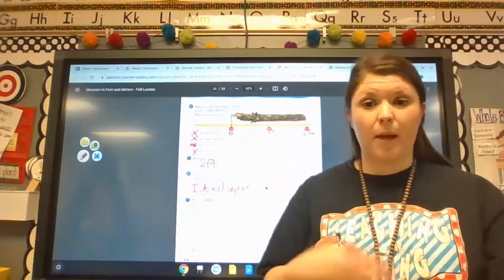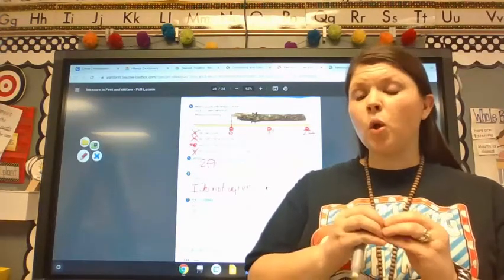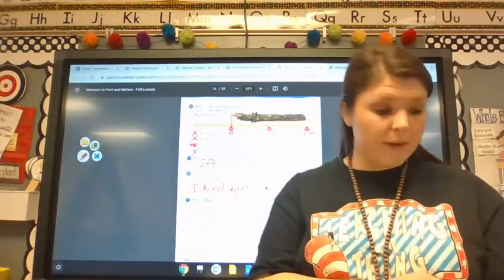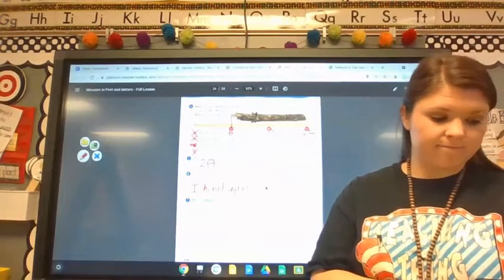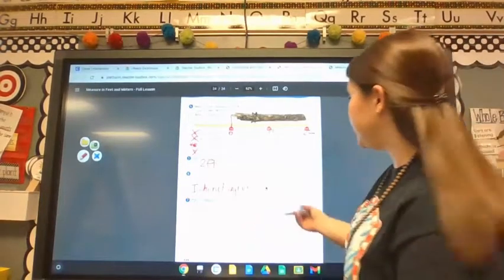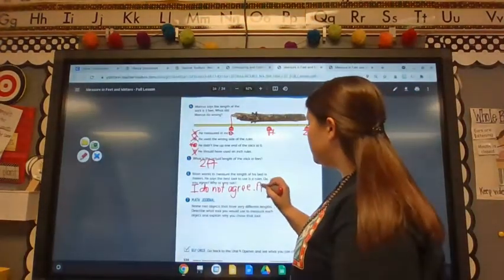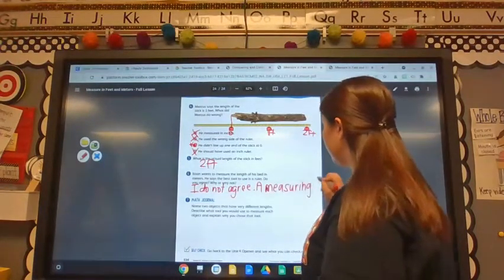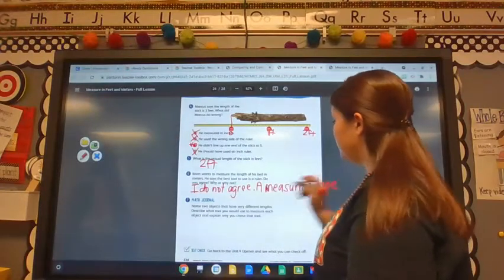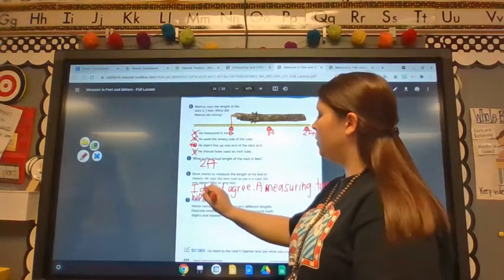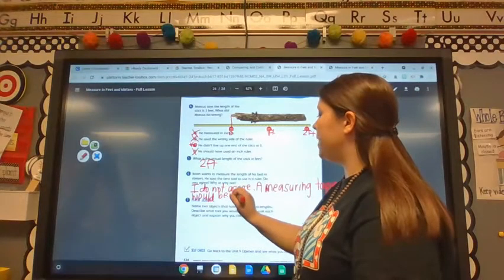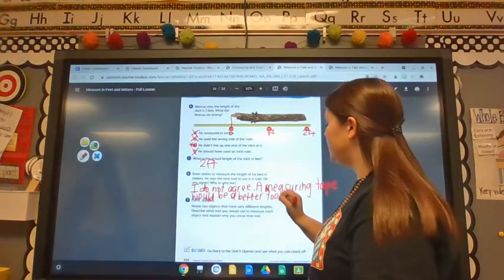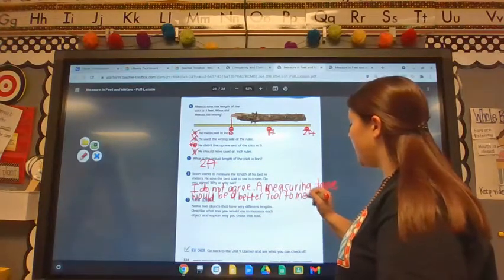Well, better than a ruler might be a yardstick, right? But what's that tool that can measure really, really long things? Remember we talked about it yesterday when we were measuring a car? Yeah, measuring tape would be the best. So a measuring tape would be a better tool to measure larger items.